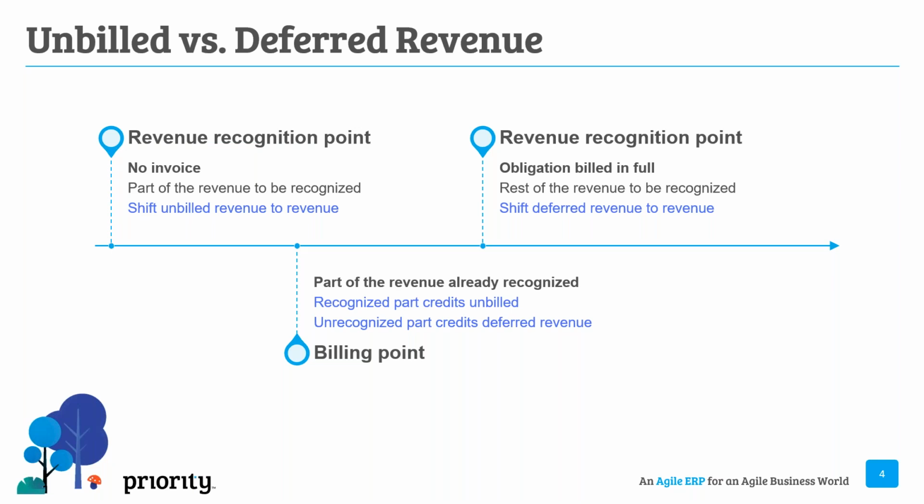Finally, the last point in time happens when revenue is recognized after the billing point. In this case, the contract obligation has already been billed in full. The system recognizes the revenue by shifting it from the deferred revenue, which is the kind of revenue we recognize after the billing point, to revenue. In the demo, I will show you these 3 points in time and how they are represented in the ledger.